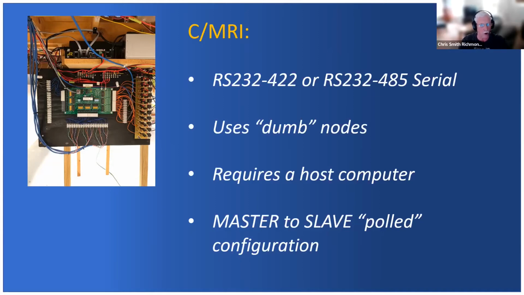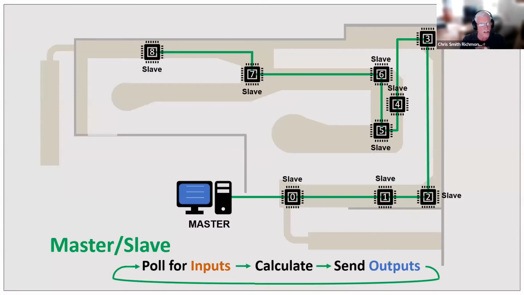It does require a host computer because it's in a master to slave polled configuration. And like we discussed last time, what that simply means is the master computer polls for the inputs from the slave nodes throughout the layout. It then takes those inputs and calculates what to do with them, and then sends output instructions to each of the nodes to accomplish the various tasks that the model railroader asked to be done.